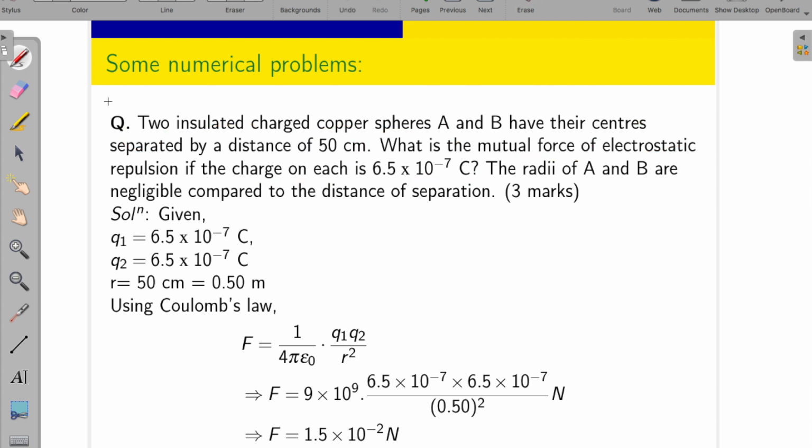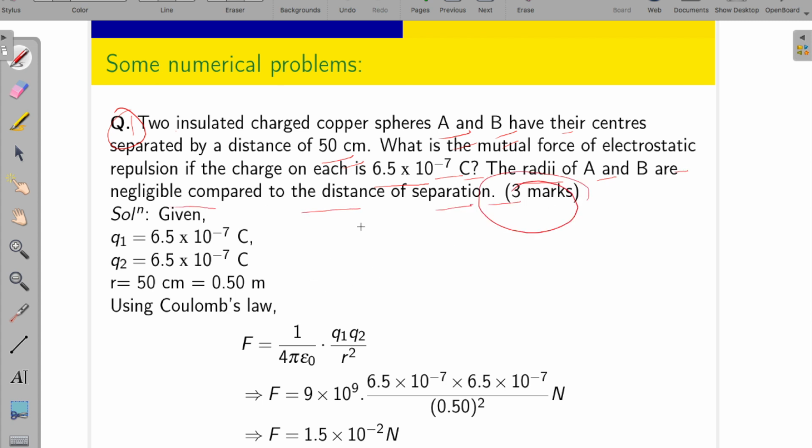So now let's discuss question number 1. Question number 1 is: two insulated charged copper spheres A and B have their centers separated by a distance of 50 cm. What is the mutual force of electrostatic repulsion if the charge on each is 6.5 into 10 to the minus 7 coulomb and the radii of A and B are negligible compared to the distance of separation?